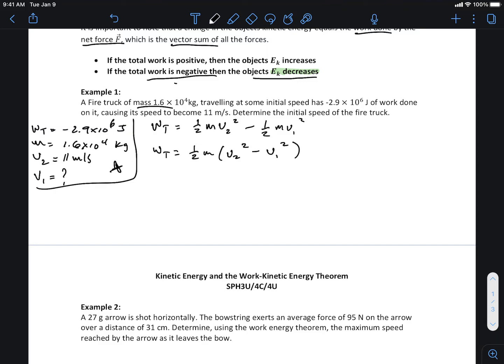Now, let's move this stuff to the other side. This is like m divided by 2, the same thing as 1/2 m. So if I'm dividing by 2 on the right side, I can multiply both sides by 2, and I get 2W_T. Then I can also divide by m, and that's going to be equal to v2 squared minus v1 squared. Have I lost anybody yet? Are we okay? Okay.